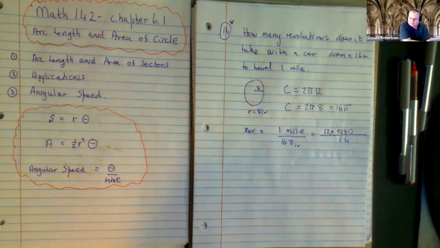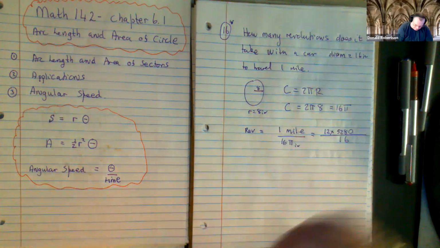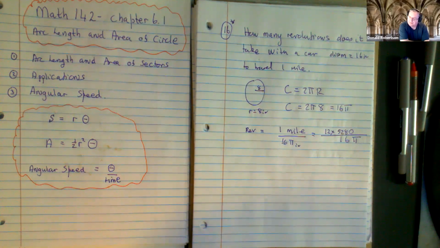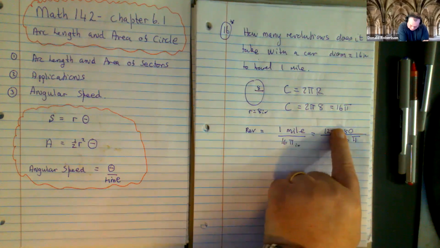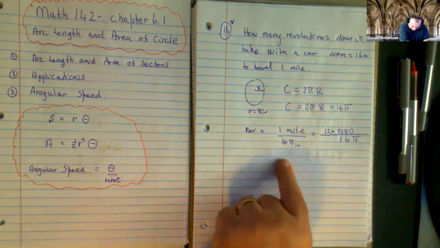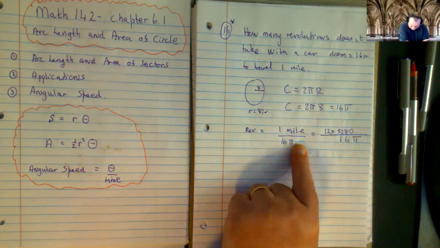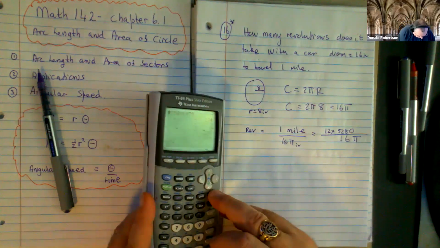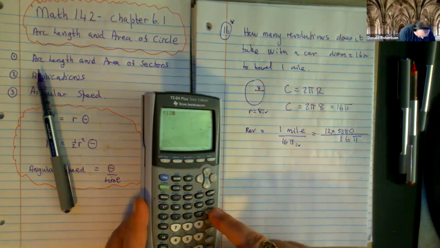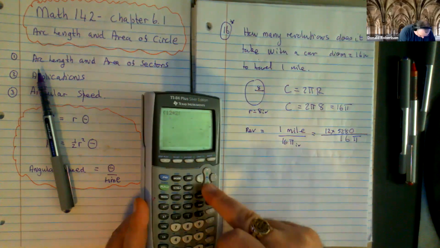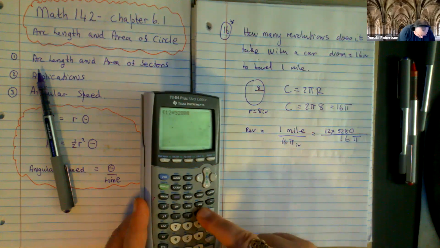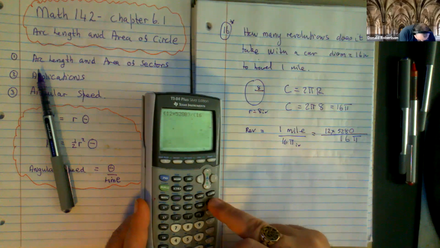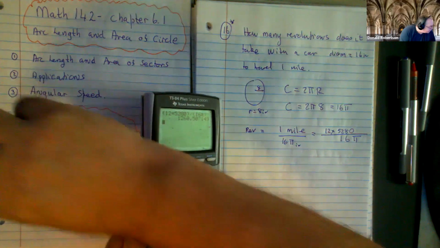So isn't there 12 times 5,280 inches in a mile? So that is 1 mile in inches. That is 1 circumference of a wheel, 1 turning of a wheel in inches. And then time for calculator. Bracket 12 times 5,280 divided by 16 pi. And you know I put brackets around everything just to be safe.